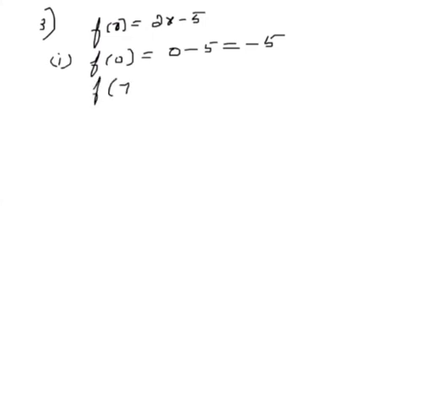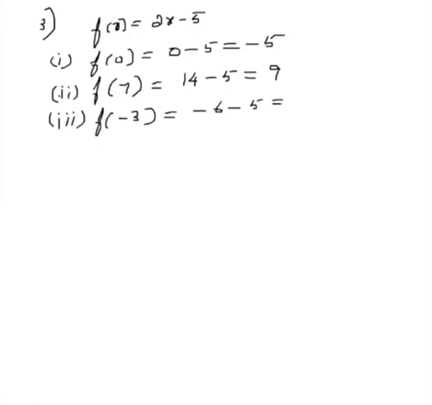Then calculate f of 7. 2 sevens are 14, minus 5 is 9. The third one, f of minus 3. 2 times minus 3 is minus 6 and minus 5, which is minus 11.